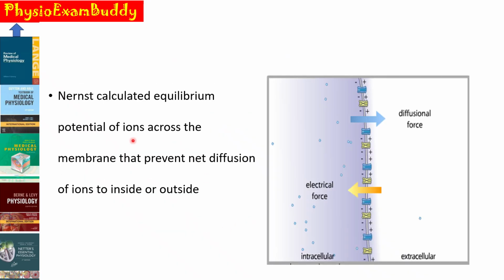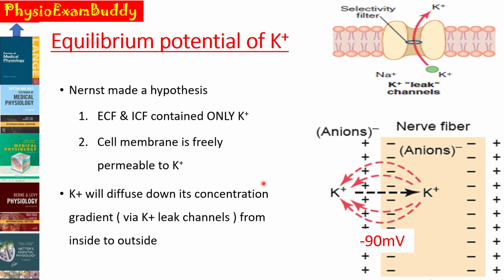And Nernst calculated the equilibrium potential of almost all the ions across the cell membrane that prevent the net diffusion of the ions to inside as well as outside. What Nernst calculated as the diffusion or equilibrium potential of potassium is that he made a hypothesis, that the ECF and ICF contained only potassium. That is, he considered that the only ion present in the ECF as well as ICF is potassium, and the cell membrane is freely permeable to potassium ions.